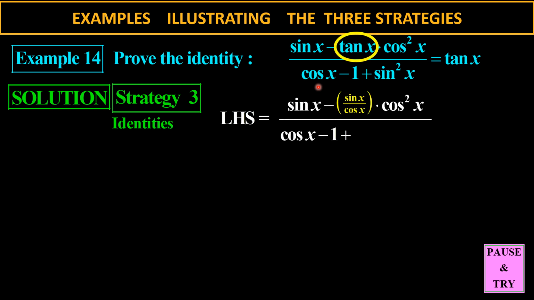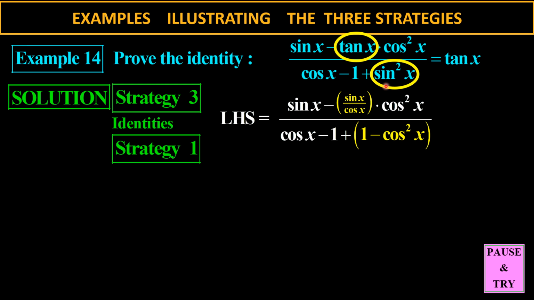So tangent there is sine x over cos x. But if you look at the denominator, there's a sine squared x. And I can change that sine squared x to 1 minus cos squared x. Okay? So now I've done it. And then always you go back to strategy 1. Can we simplify now? If I simplify the numerator, yes, I can simplify it by cancelling out the cosine.